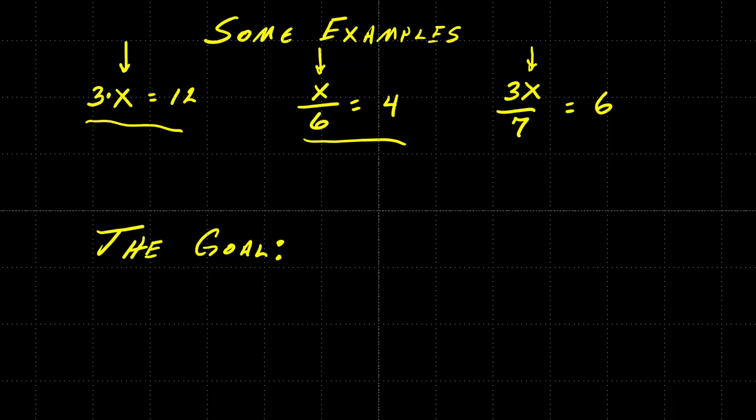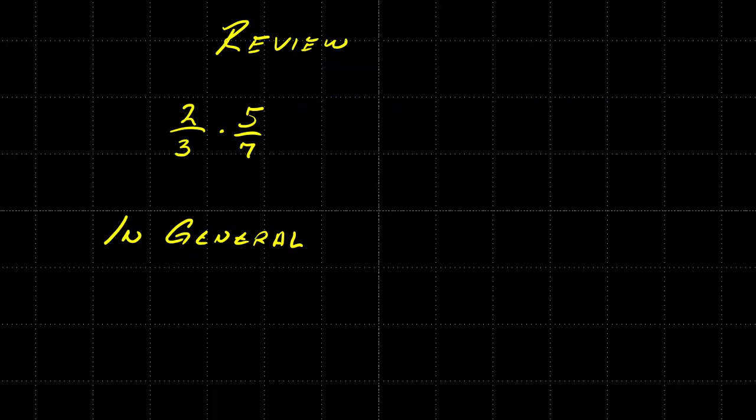And as we work through these equations to solve for x, our final goal is to get 1x equals whatever the answer is for each of these equations. These equations are a little bit easier to solve if we first review some 6th grade math. In particular, we're looking at how to multiply two fractions, two rational numbers.